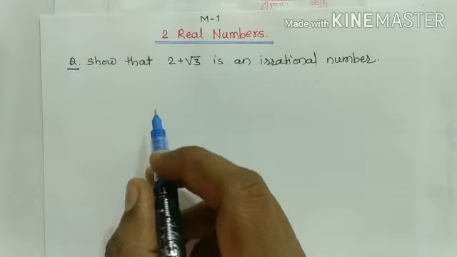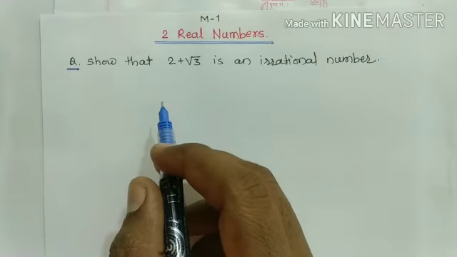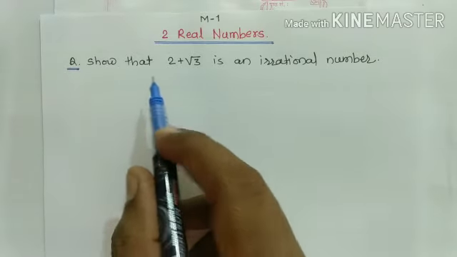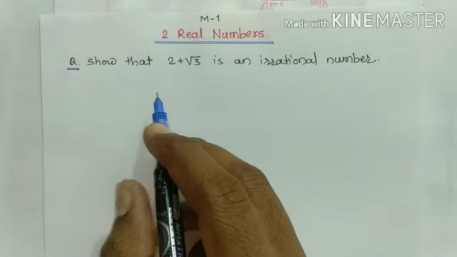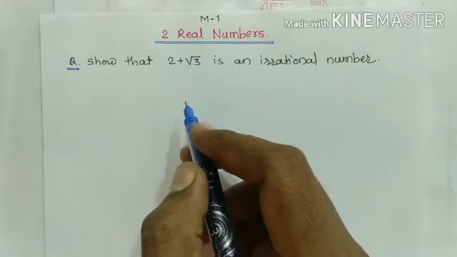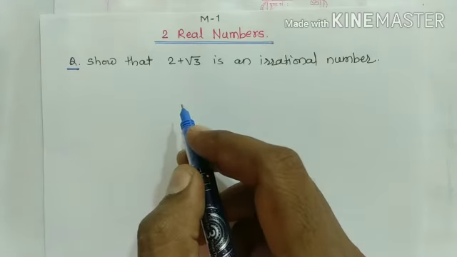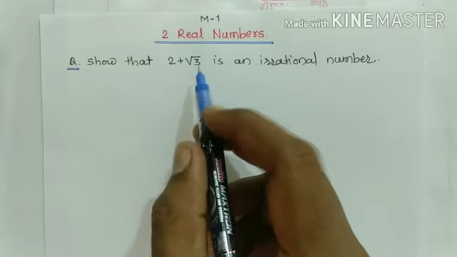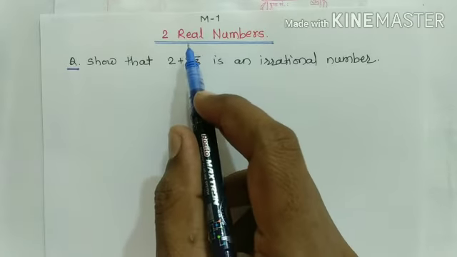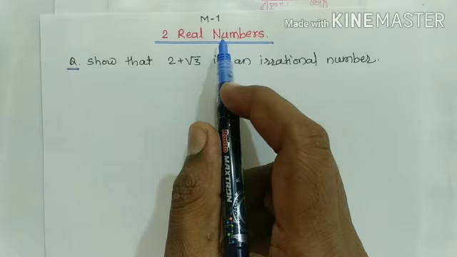Hello friends, in this video we are going to study the properties of irrational numbers, then properties of order relation on real numbers, the square root of negative numbers, and some examples in practice set 2.2 from the chapter of real numbers of maths paper first.